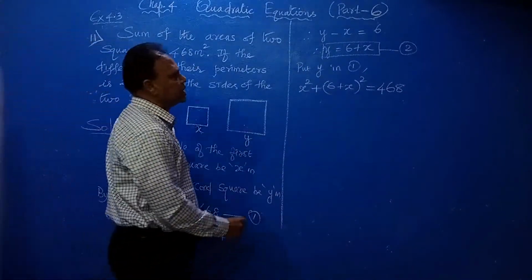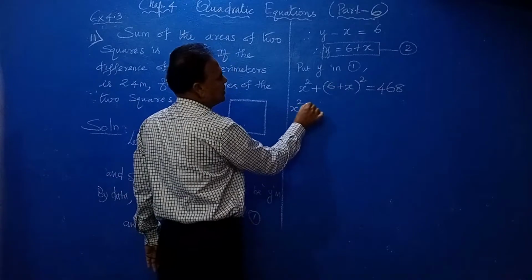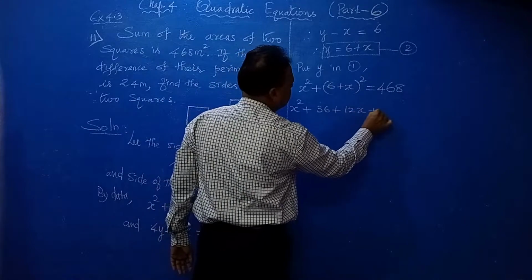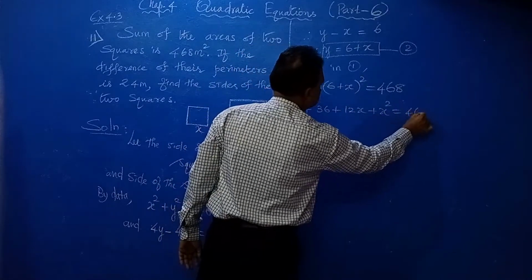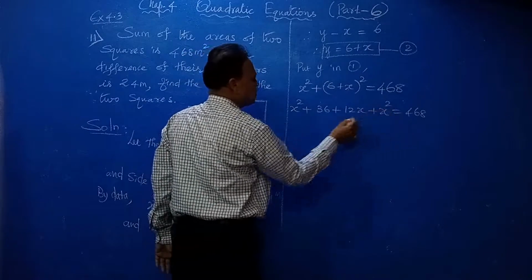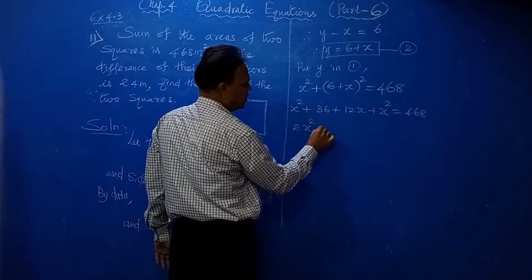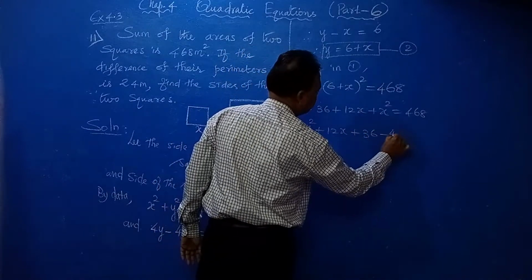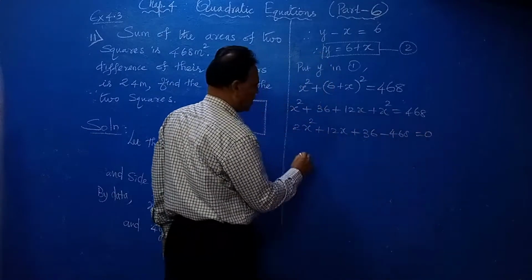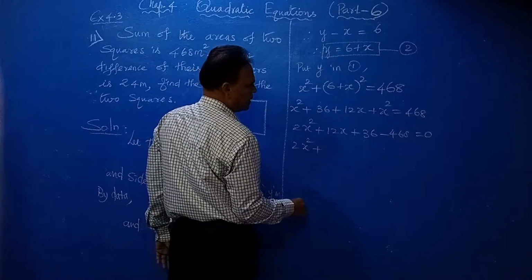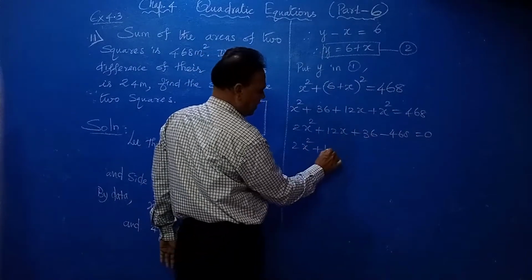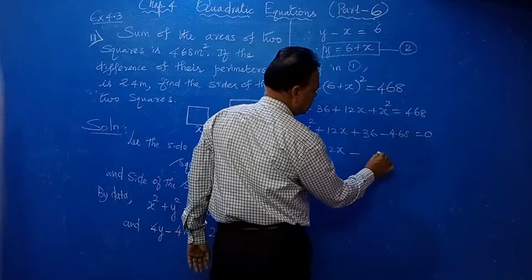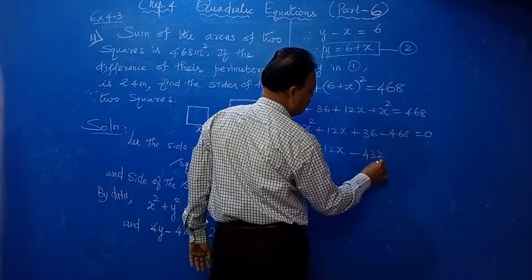Now what you have to do is apply the a plus b whole squared formula. That means x squared plus 36 plus 12x plus x squared equal to 468. Now x squared plus x squared, 2x squared plus 12x plus 36 minus 468 equal to 0. Now 2x squared plus 12x, here minus is greater. 36 subtract 468, minus 432, equal to 0.